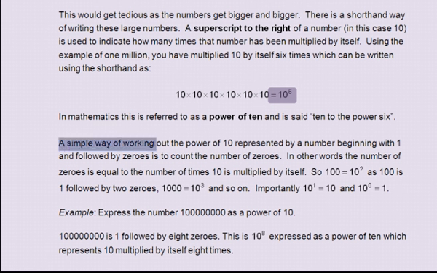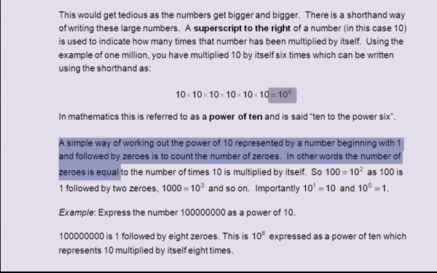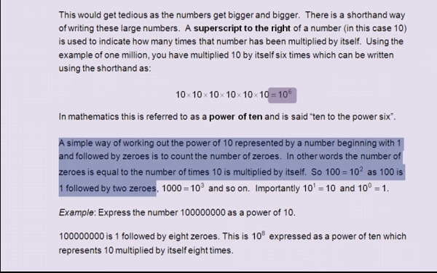A simple way of working out the power of 10, represented by a number beginning with 1 and followed by zeros, is to count the number of zeros. In other words, the number of zeros is equal to the number of times 10 is multiplied by itself. So 100 equals 10 to the power 2, as 100 is 1 followed by 2 zeros. 1000 equals 10 to the power 3, and so on. Importantly, 10 to the power 1 equals 10, and 10 to the power 0 equals 1.